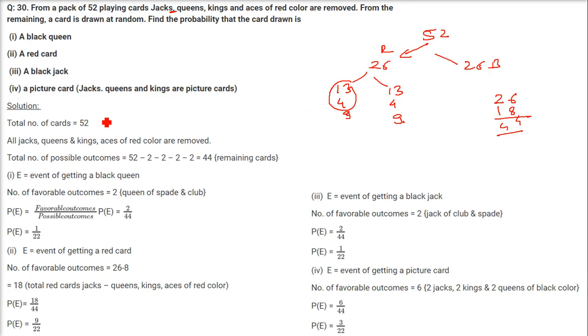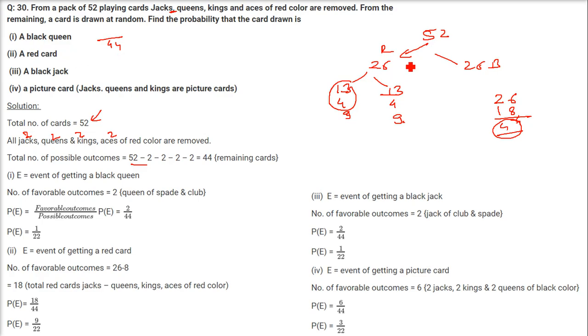You can do it this way also. See, 52 cards are there, and the Jacks, Queens, Kings and Aces are removed. So 2 Jacks, 2 Queens, 2 Kings and 2 Aces, that is 8 cards. You can just subtract these 8 from 52, and the same thing is going to come: 44. So these are the two ways to understand this. Now 44 is the total number of possibilities we have. In all the cases, we are going to take the denominator as 44.